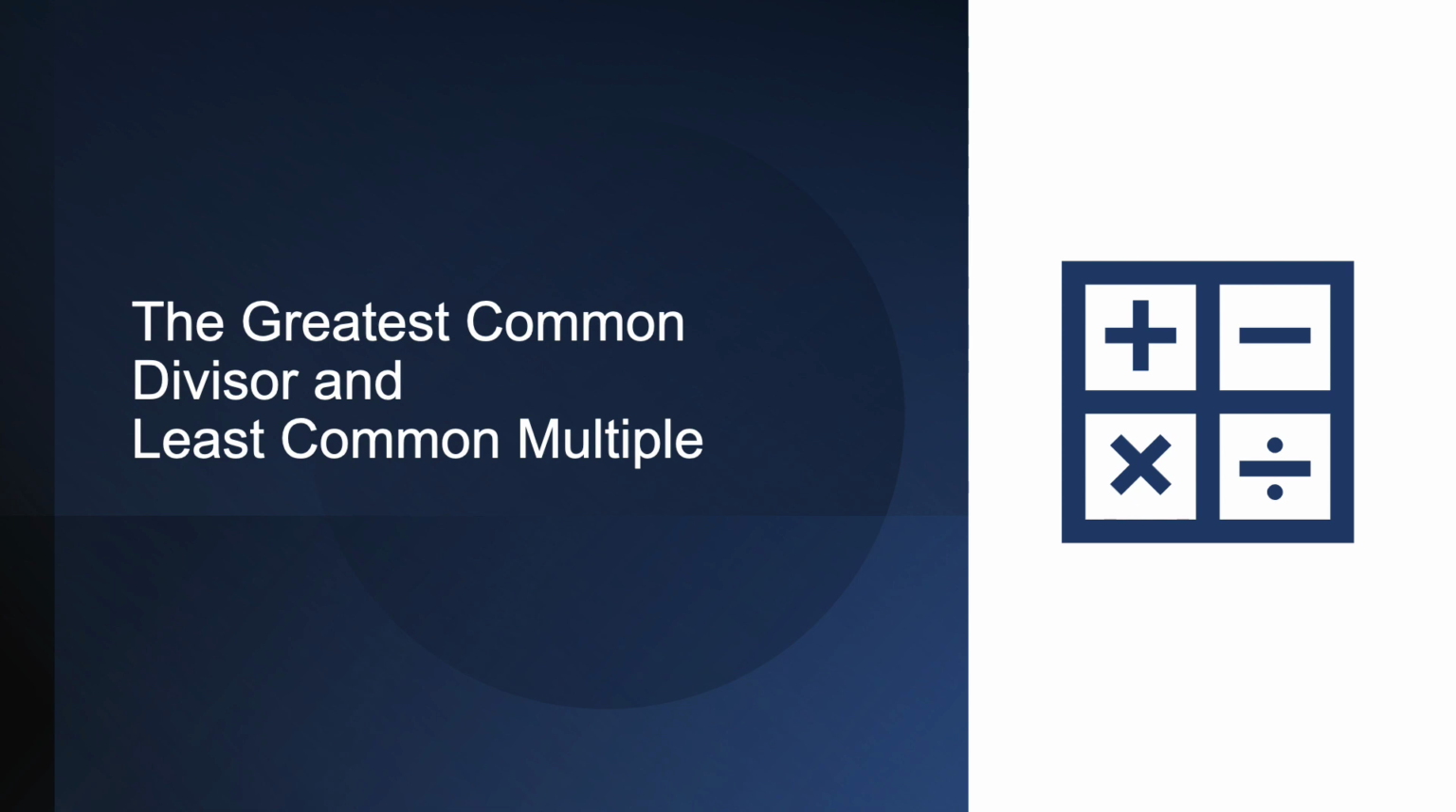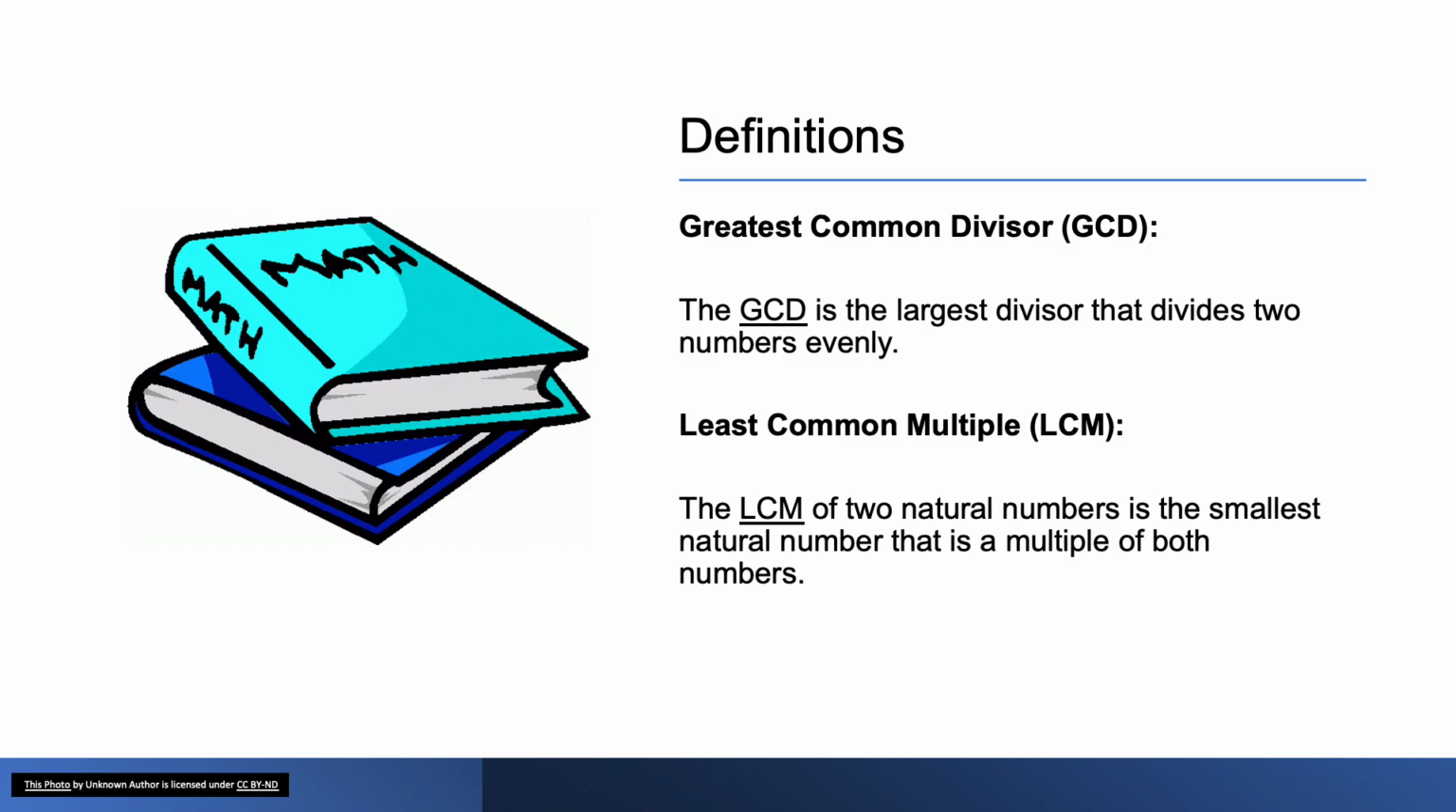The greatest common divisor and least common multiple. Before we begin, let's look at some definitions. The greatest common divisor, or GCD, is the largest divisor that divides two numbers evenly. The least common multiple, or LCM, of two natural numbers is the smallest natural number that is a multiple of both numbers. Let's take a look at some examples.